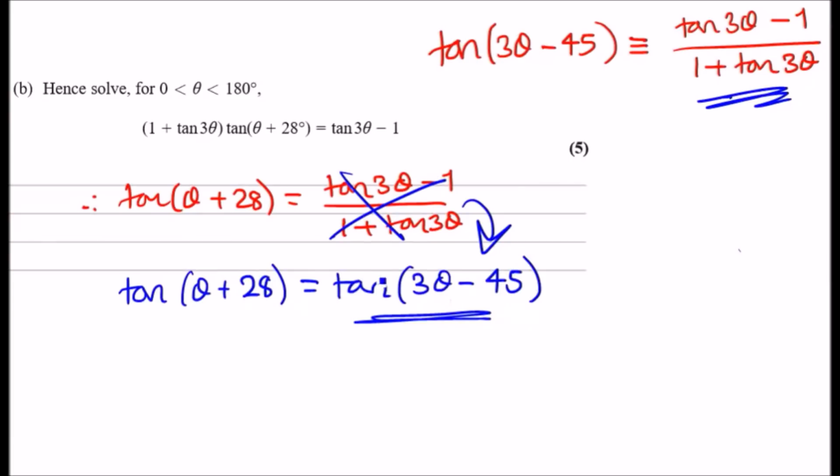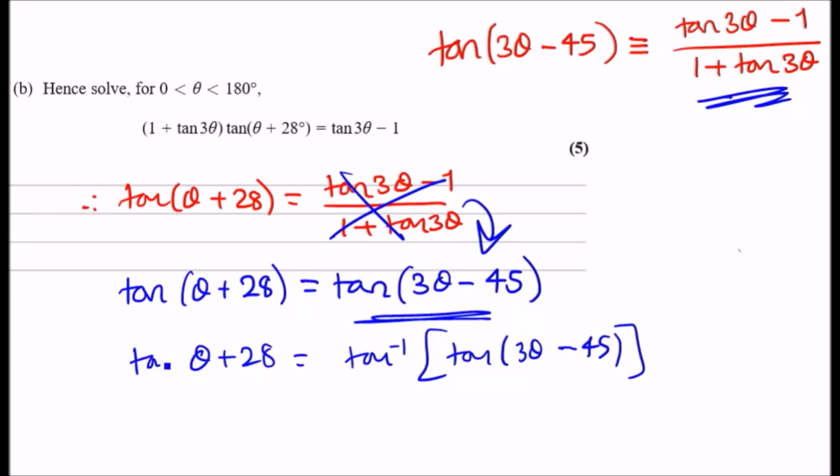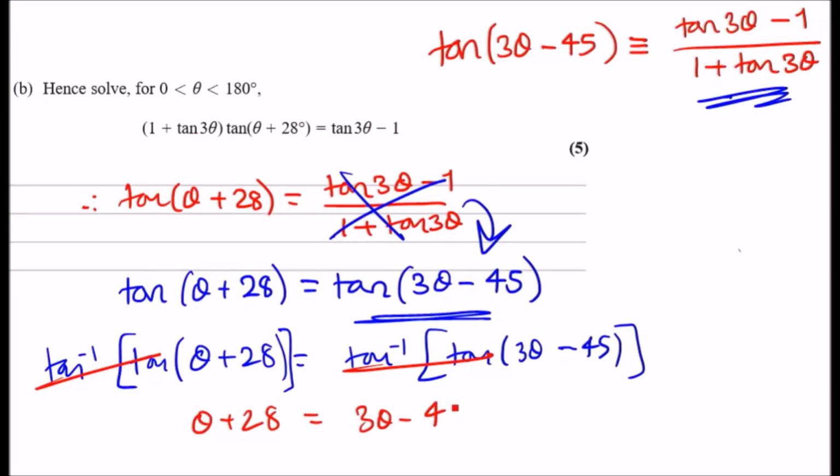What you have to think about is what if you actually tan inverse both sides? That is, suppose we tan inverse the right side. We get theta plus 28 equals tan inverse of the tan 3 theta minus 45. And actually it goes both ways. I should have done it here as well. You're tan inversing both sides. Now, as weird as this looks, what actually happens here is that both sides cancel out, so all the tans disappear. So you're actually left with the theta plus 28 and the 3 theta minus 45.